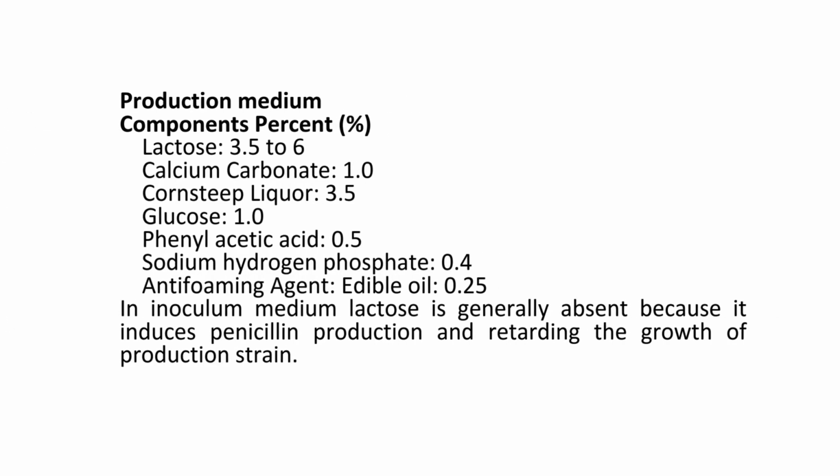Following this, we notice the composition of the production medium. The components are given in percentages. Lactose is used at 3.5 to 6%. Calcium carbonate at 1.0%. Corn steep liquor at 3.5%. Glucose at 1.0%. Phenylacetic acid at 0.5%. Sodium hydrogen phosphate at 0.4%. And an anti-foaming agent, edible oil, at 0.25%.